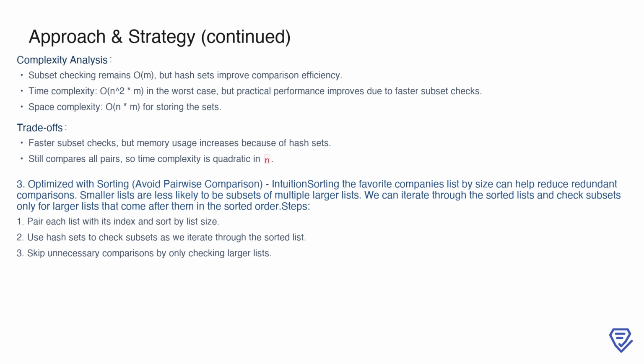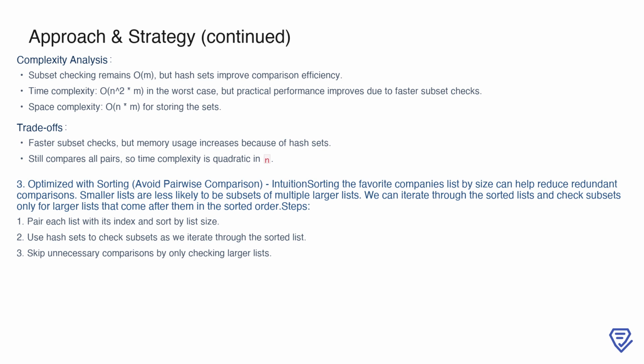While the subset check still takes time, hash sets make this operation more efficient in practice. The overall time complexity remains O(n² * m) in the worst case because we're still comparing all pairs, but practical performance improves significantly due to the faster operations. The space complexity increases to O(n * m), since we're storing the hash sets. This approach strikes a balance between ease of implementation and improved runtime, but it still involves quadratic comparisons, which might not be ideal for very large inputs.